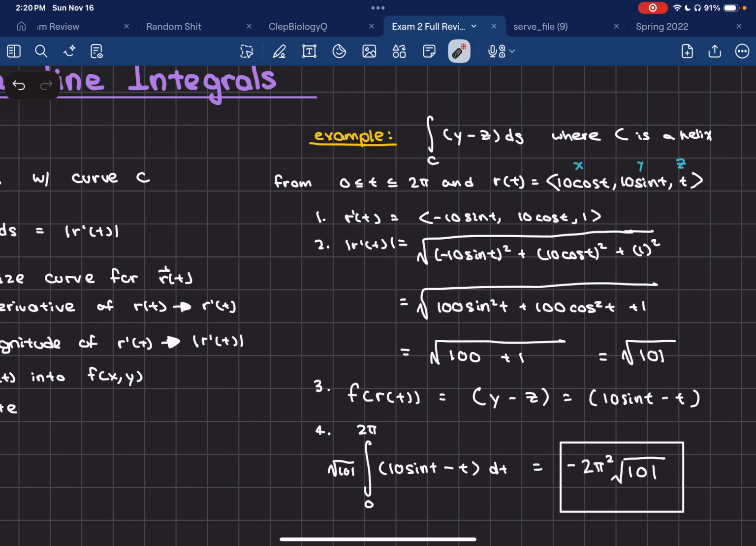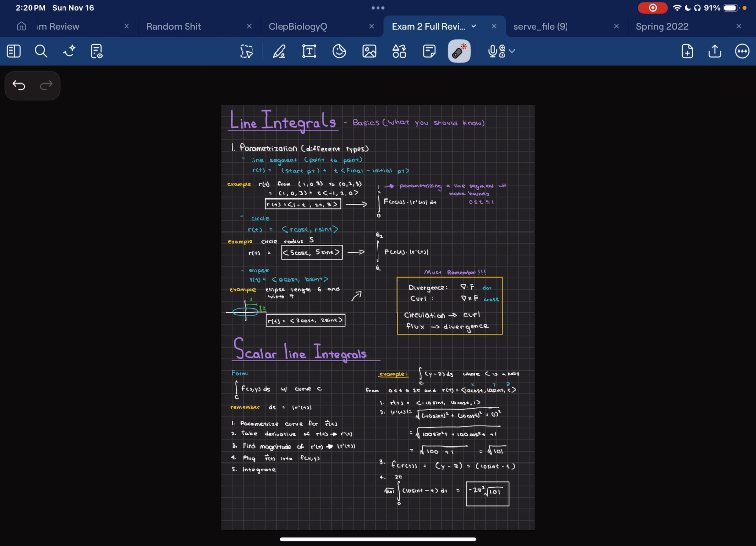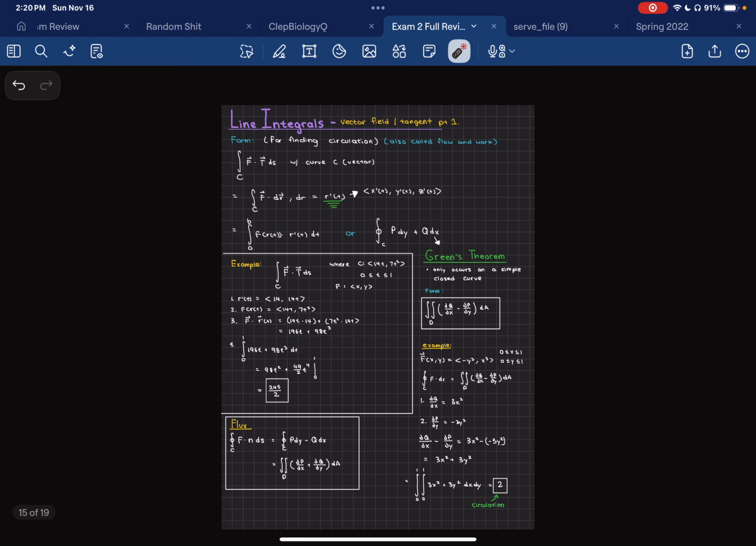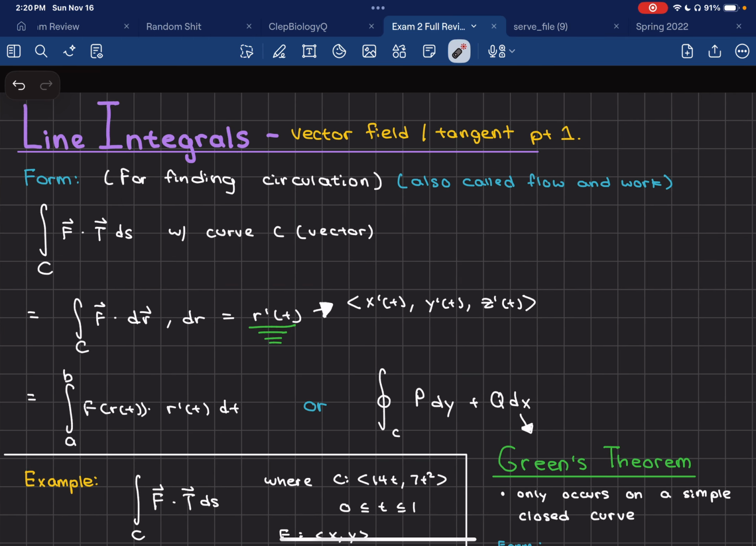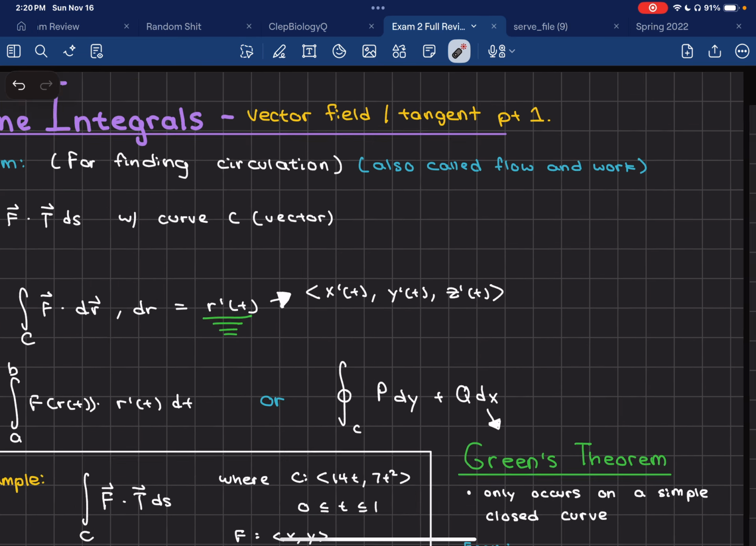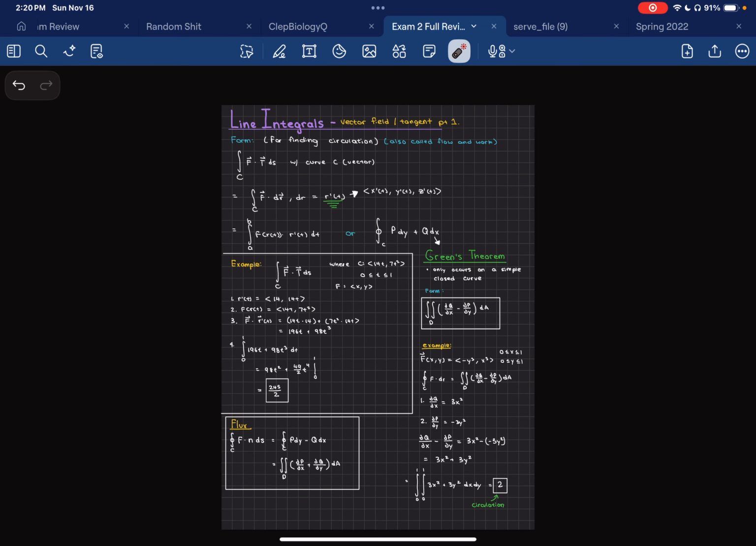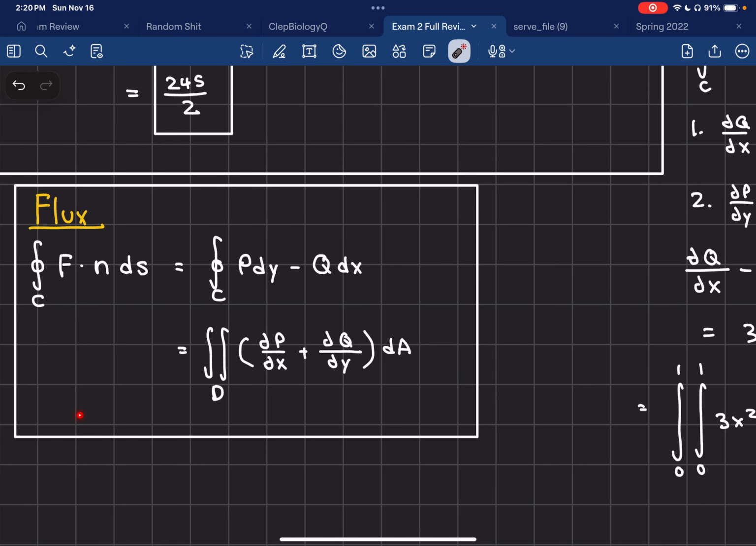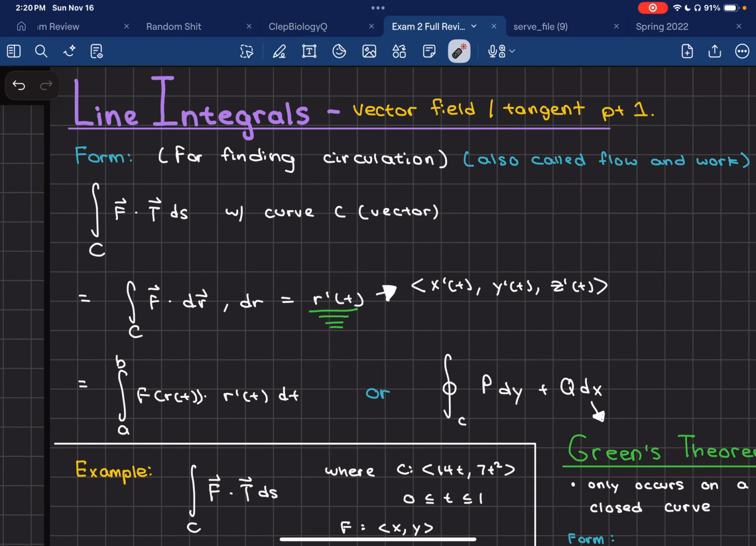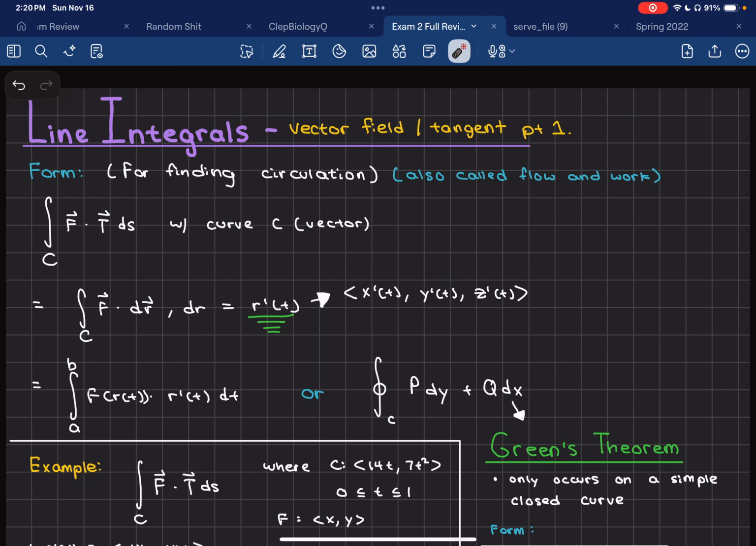Great. This is a harder example, so if you can do this, you should be in a pretty good spot. Okay, so vector line integrals. These are for finding circulation, so that's your flow and your work. And you also do this to find flux, but I will go into that later. Flux. Sorry, not flux, flow, also known as circulation and work.